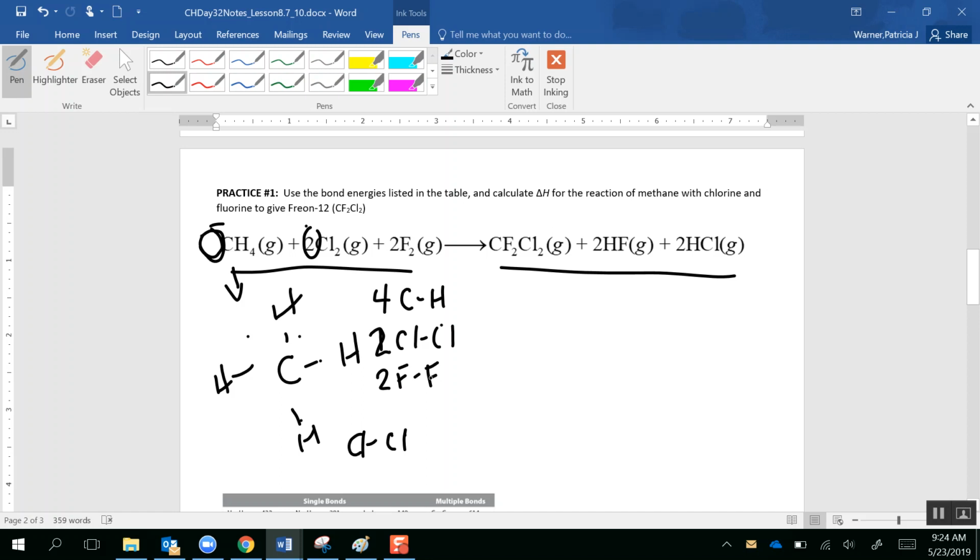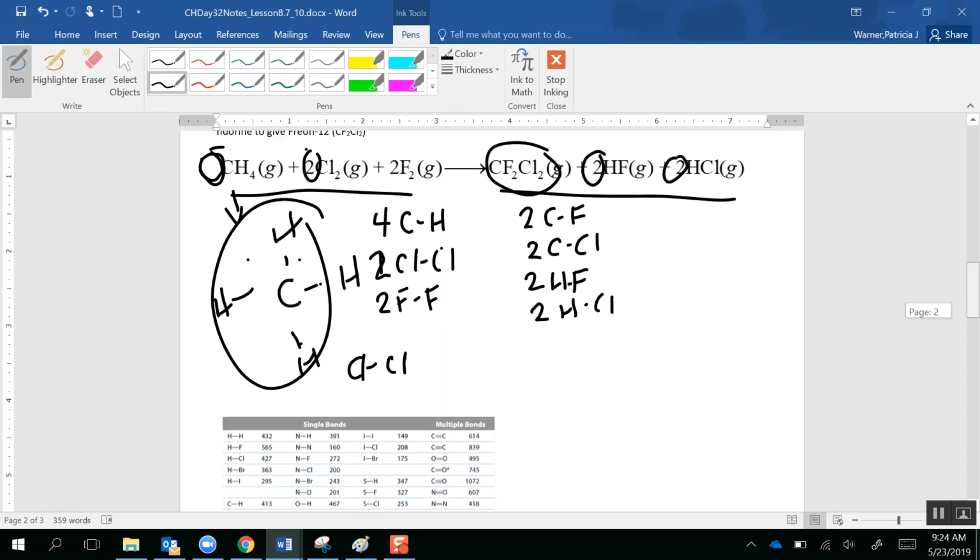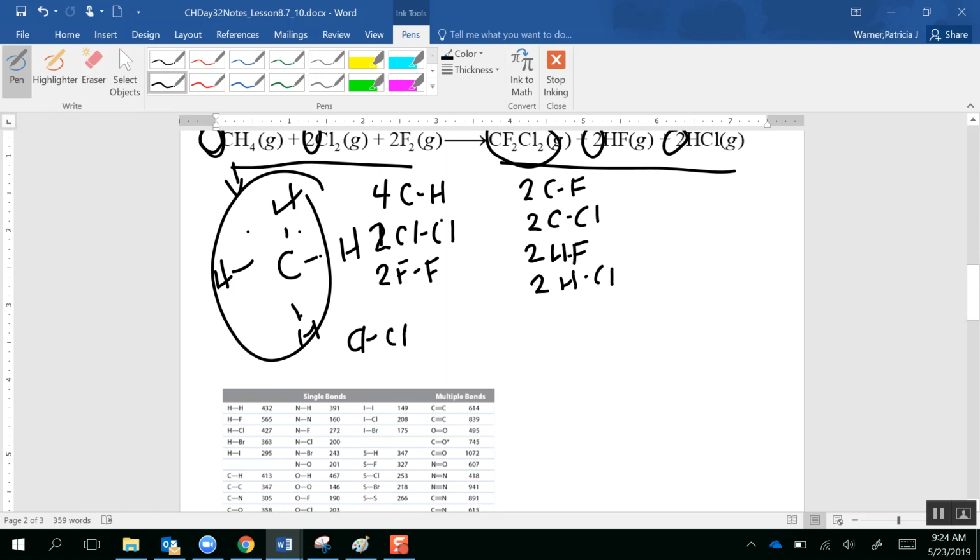Now over here, this molecule is going to be very similar to this one here, except it has 2 carbon-fluorine bonds and 2 carbon-chlorine bonds. The next one, there's an HF bond there, and there's 2 because there's a 2 in front of it. And then the last one is an HCl, and there's a 2 because there's a 2 in front of it. All right, so what we're going to do is the math. We're going to go down to this table and figure out what's going on here. So the CH bond is 413.